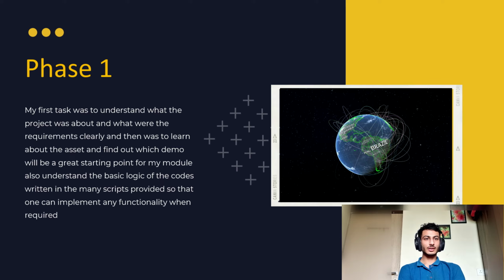So in the first phase, my task was to get familiar with the client's requirements and project idea so that I know what the final product is. And after the idea was clear, I was given a paid asset known as World Map Global 2, which I had to explore, as it had around 14 different demos and tens of scripts which implemented many different functionalities. We just required some of the functionalities, and we had to edit them according to our requirements.